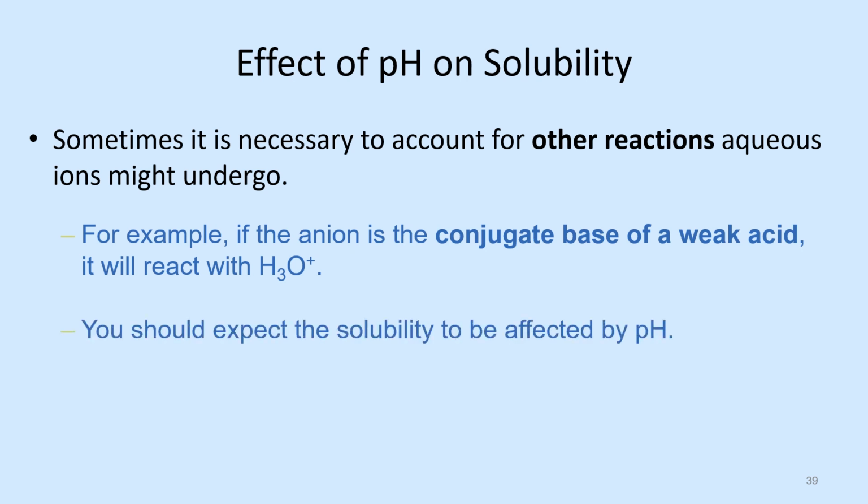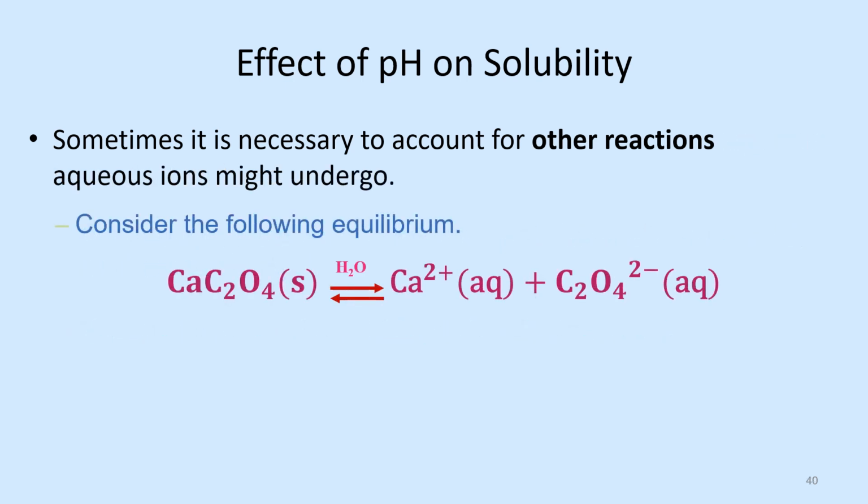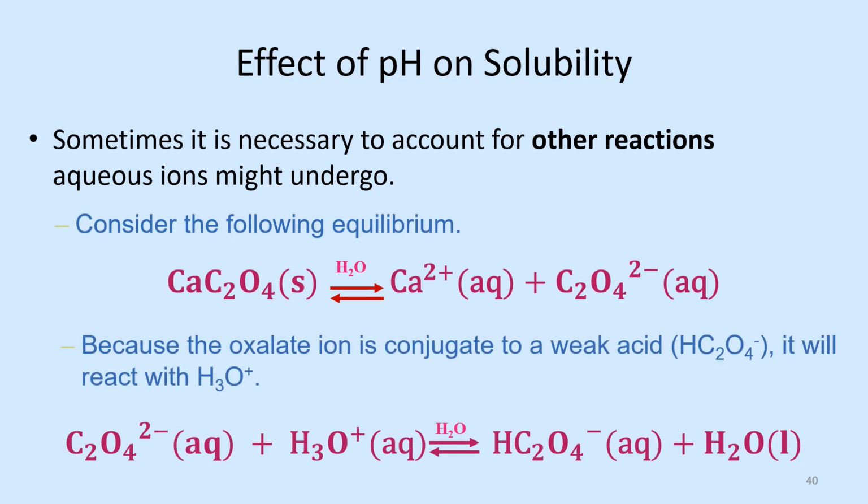And so we will expect solubility to be affected by pH. In some cases, it might make it more soluble or less, depending on what the salt is. So if we go back to our calcium oxalate, the calcium is one of the 6 strong base ions, so we don't have to worry about it. But the oxalate comes from a weak acid, and so C2O4 negative 2 is basic. It comes from a weak acid, HC2O4 negative.